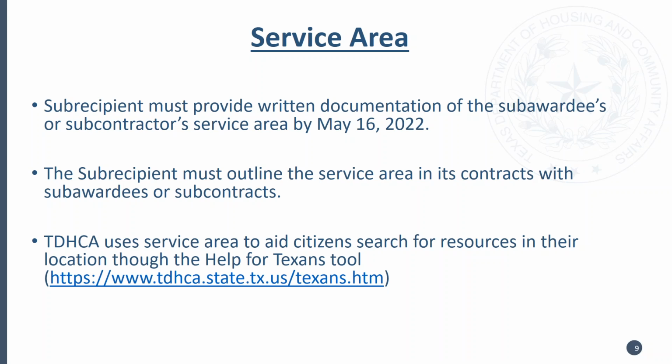The subrecipient must outline the service area in its contract for itself and for the city, subawardees, and subcontracts. Now, this is mentioned a little later too, but be aware that you can also change your service area. You can make alterations to it as you're going. If you're seeing that you're getting clients from the next county, the next zip code over, you just have to let us know. You have to get written approval from us. But as of right now, we will need a service area for your contract to be signed. And as you see on the bottom bullet, we use this specifically so citizens can look up services in their area. So it's very important.